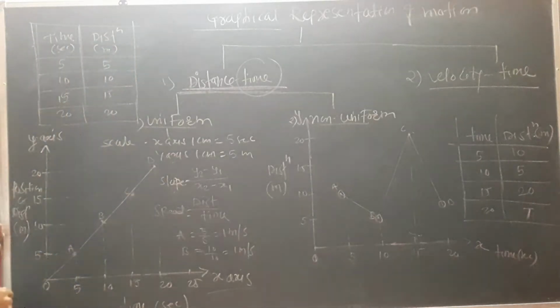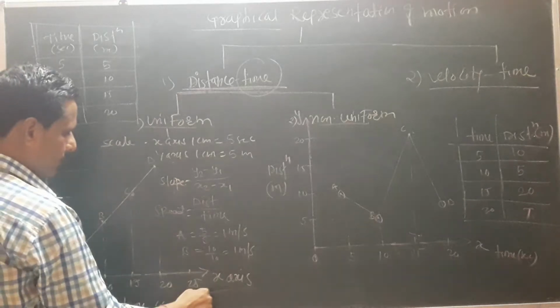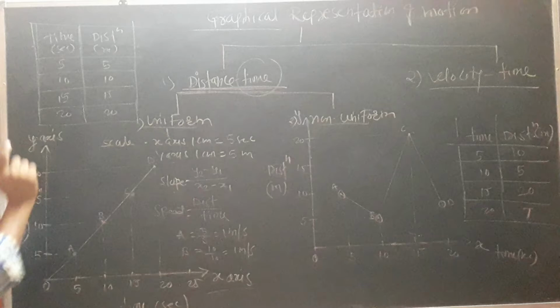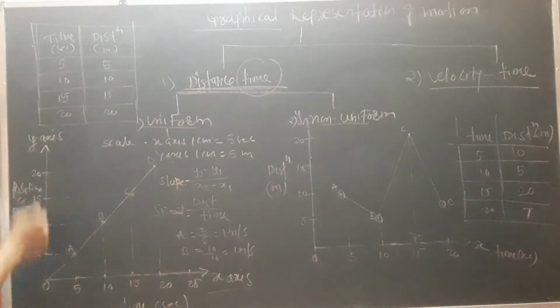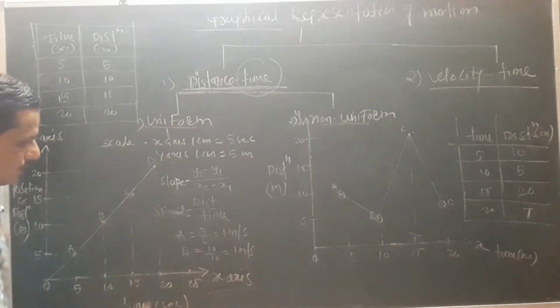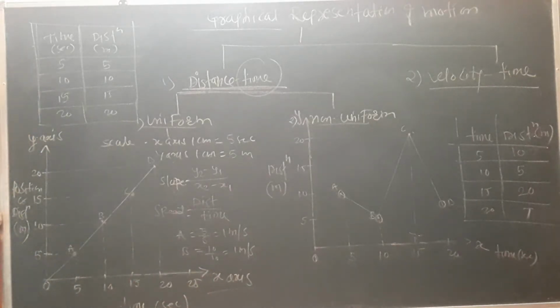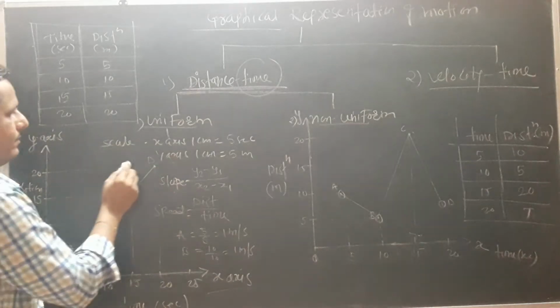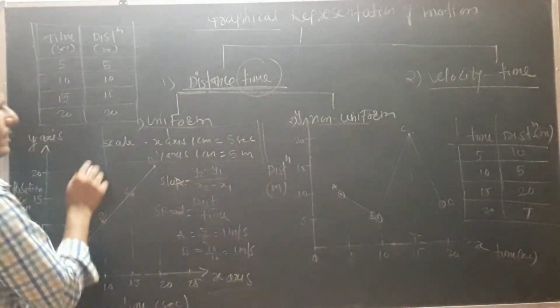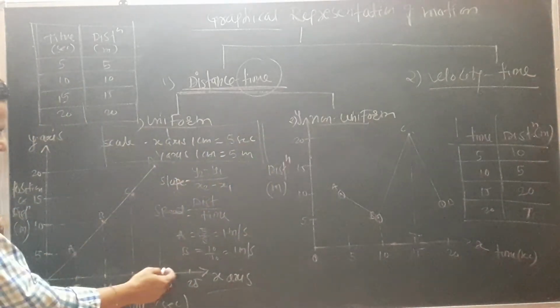So I have drawn the x-axis as time and the y-axis as distance, and I have taken the appropriate values. To start with, the origin of the graph is always 0, so I have mentioned 0 here. Then time is 5 seconds, 10, 15, 20, 25. Now while drawing the graph, as we know the notations of a graph, the first thing you have to mention here is the scale of the graph. So I mention the scale here. What is the scale of that graph?